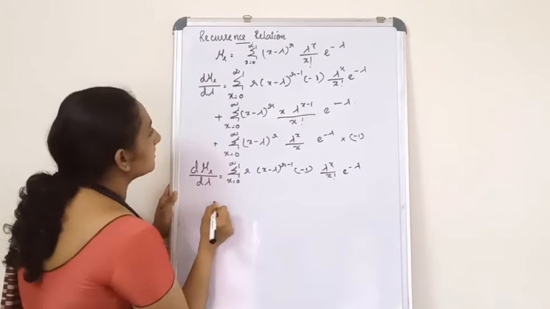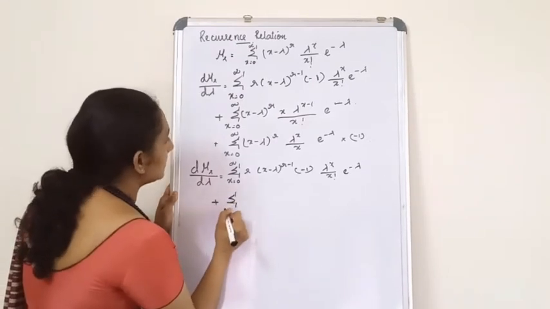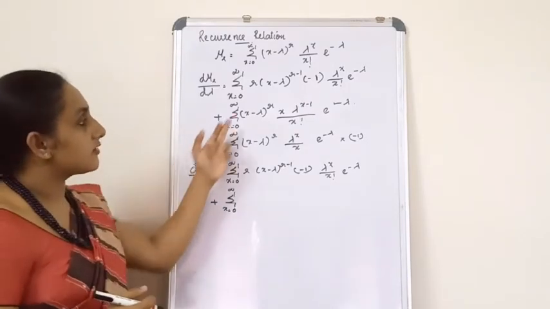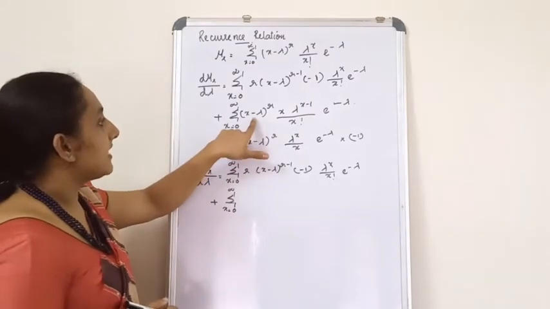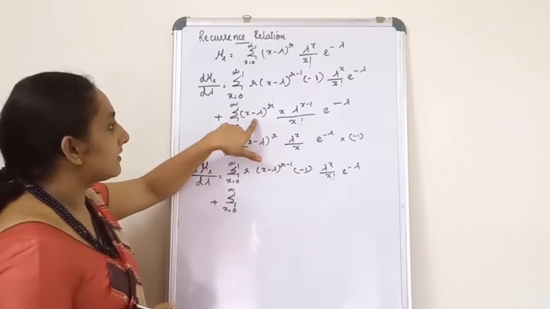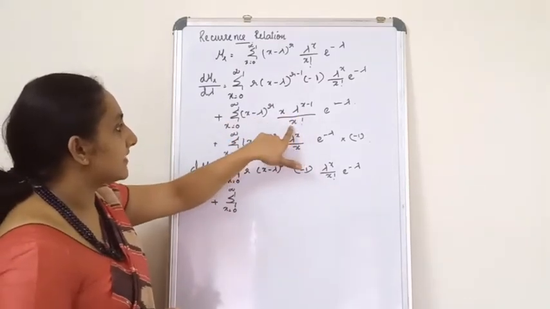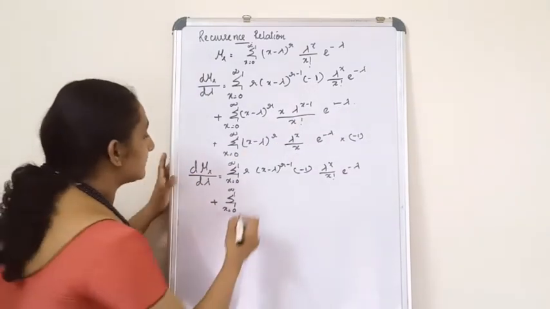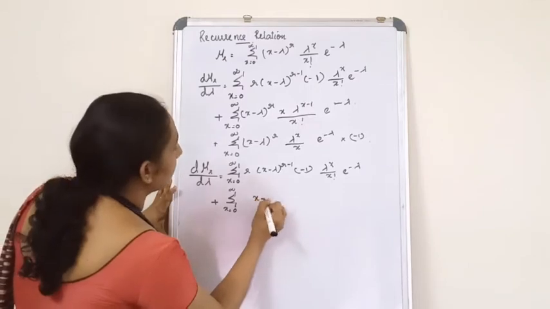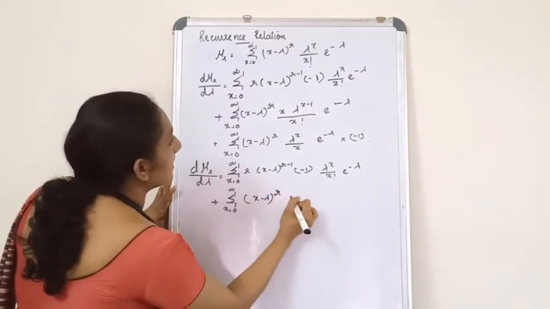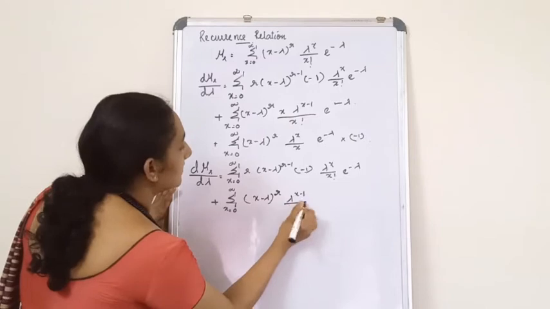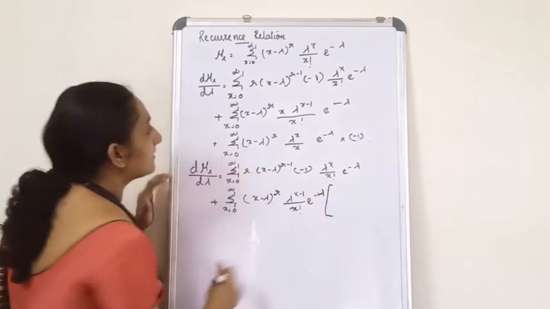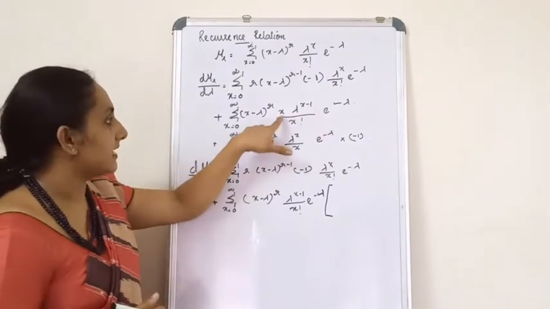Now the second term: summation x equal to 0 to infinity. The second term and the third term we are going to combine. So I'm going to take outside (x minus lambda) raised to r, lambda raised to x minus 1 by x factorial e raised to minus lambda. These are the terms I am going to take outside. So let's see what I get: (x minus lambda) raised to r, lambda raised to x minus 1 divided by x factorial e raised to minus lambda. Okay, so in the first term what is remaining is x.